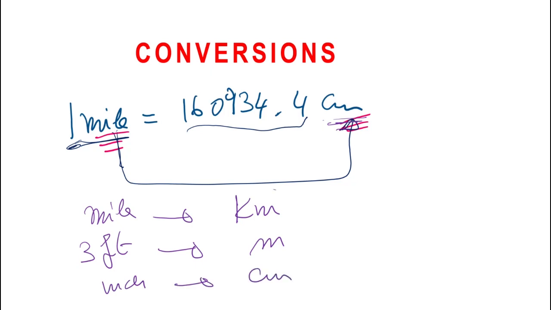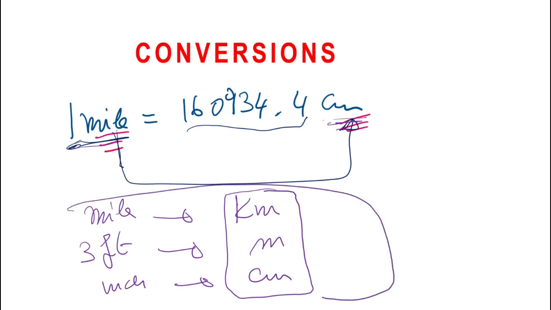We need to find the relationship between kilometers, meters, and centimeters. Once we do that, we can deduce the relationship between miles and kilometers. Because if I know the relationship between miles and centimeters, and the relationship between centimeters and kilometers, I will know the relationship between miles and kilometers.